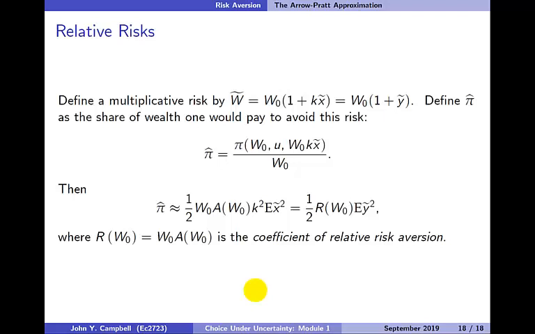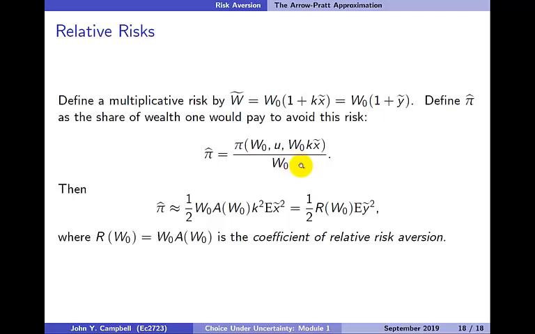Finally, last slide for this module, we can apply all of this to relative risks, multiplicative risks. Let's consider a risk which multiplies your initial wealth. So define W tilde, wealth tomorrow, as wealth today times 1 plus kx. So this is the multiplicative risk that we take, and kx is the same as y. We're going to define pi hat to be the share of wealth that you would pay to avoid this risk. So that's the risk premium you would pay to avoid the absolute risk W0 kx tilde. And then we scale that by wealth. So it's the risk premium divided by wealth. It's the share of wealth you would pay to get rid of the risk.